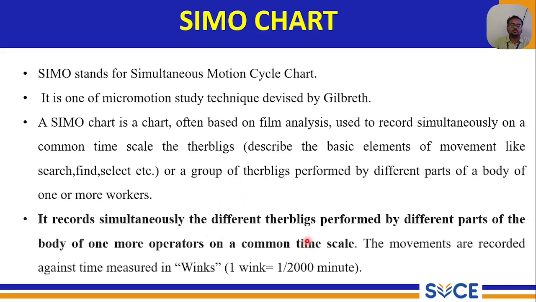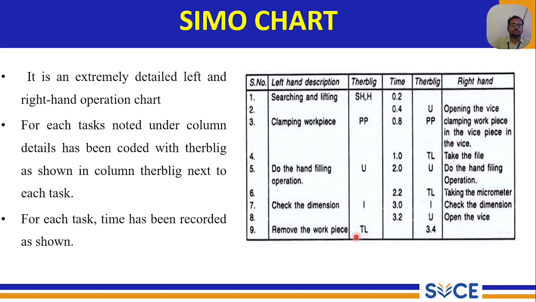So since it is measured on a common time scale, rather than mentioning it as seconds or minutes, the time measurement here is mentioned as wings. One wing is 1 by 2000 minute, which is the time measurement we use for your SIMO chart. The therblig symbols are correspondingly mentioned here, which is also explained in your previous slides and previous videos. For each of the tasks noted, you have to have a clear therblig symbol, and each time has to be recorded.